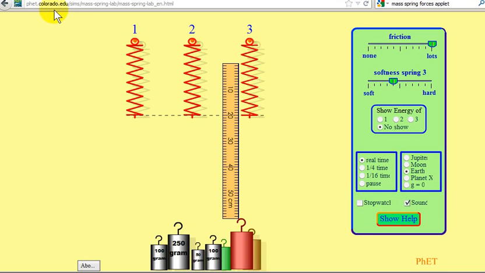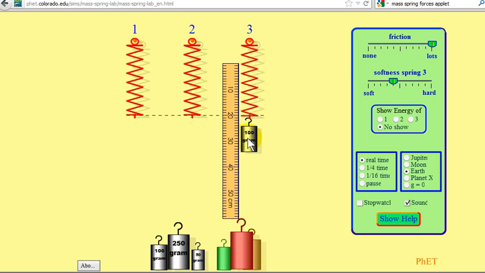In this applet we will look at Hooke's law. Hooke's law will lead us into simple harmonic motion. We have here a spring that is neither stretched nor compressed. The end of the spring is at the 20 centimeter mark. All the units here are in centimeters.